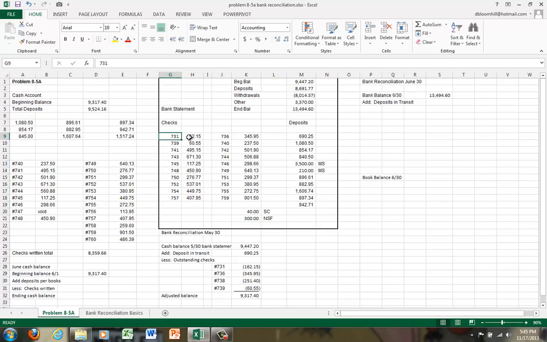$8,691.77. The bank shows this many withdrawals and also other payments as well, $8,014.37. We see the $3,370 miscellaneous items over there, and the bank shows an ending balance of $13,494.60. So the first thing that we need to do is calculate our ledger balance as of the end of the month. So what we're going to do is add the total deposits, 9,524 494.16. We're going to subtract out the checks written.